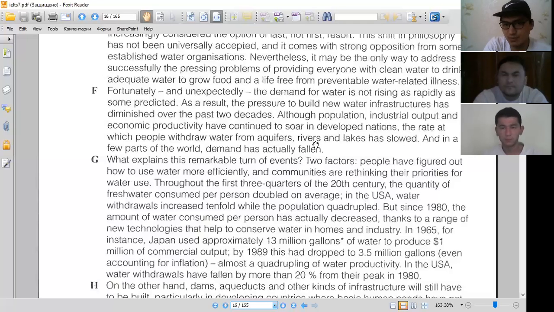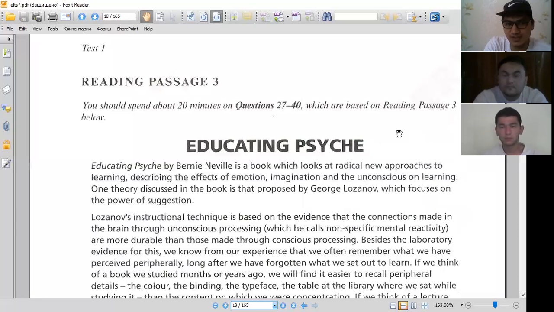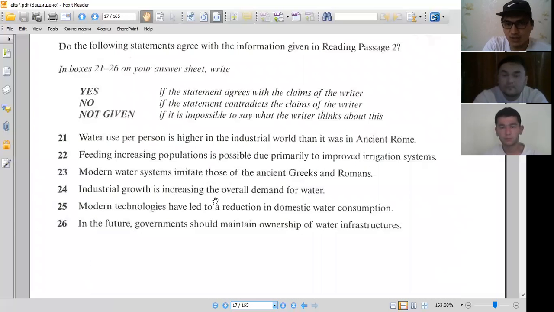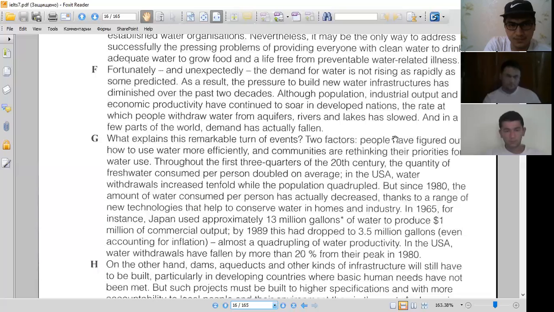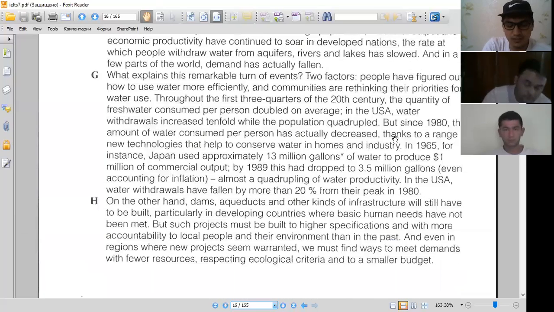Demak, baribir bizda talab tushganmi? Shu narsa increasing talabni ko'tarayotganiga ishora bor. Demak, also gapi contradiction bo'lgani uchun bu yerda ko'tarmayapti, balki tushirayotgan bo'lishi. Increasing, not increasing. So they are decreasing. Demand is not increasing in the passage. Demand is decreasing. That's why it is no. Okay? Yes. Next one.